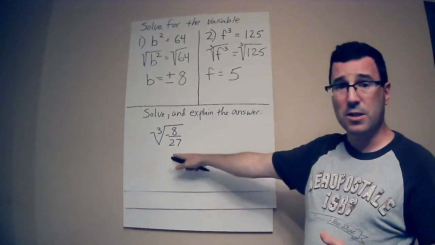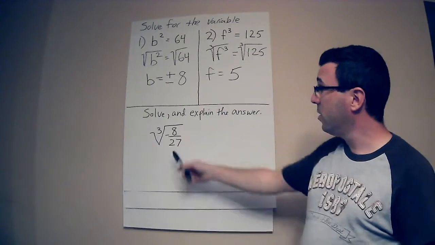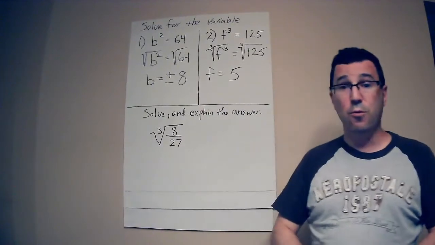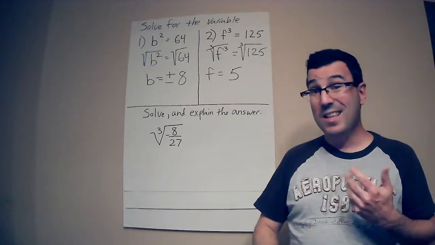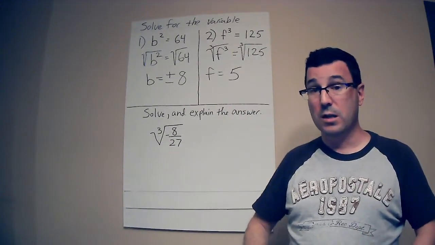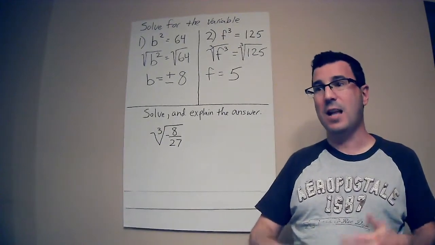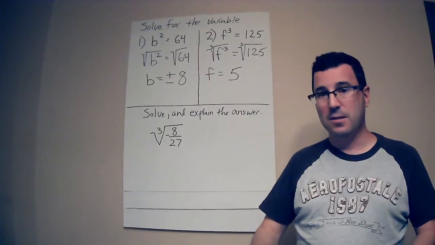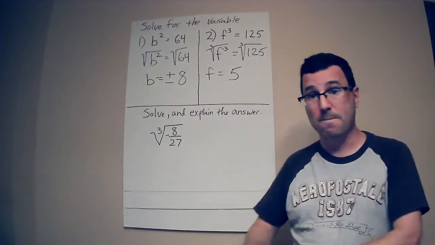Let's take a look at this cube root right here. Solve and explain the answer. We have here the cube root of negative 8 over 27. This time we have a negative under the cube root. And we can have that when it's a cube. Really, we can have that anytime it's an odd index. All right, we're taking the cube root, the fifth root, the seventh root, and so on.